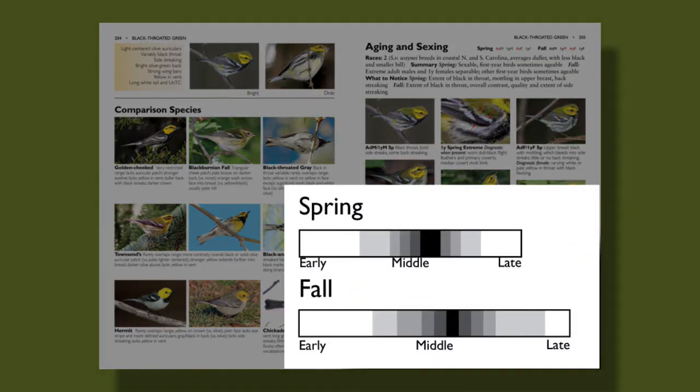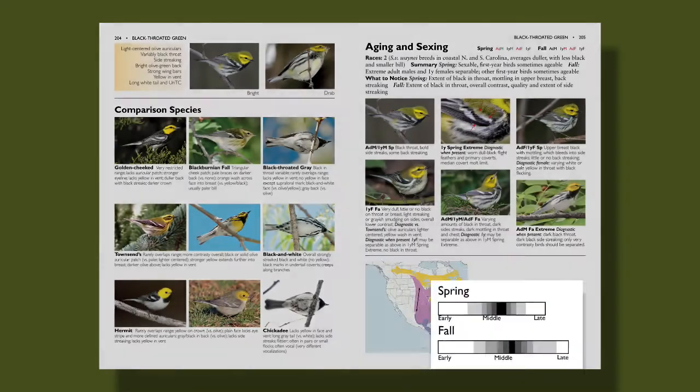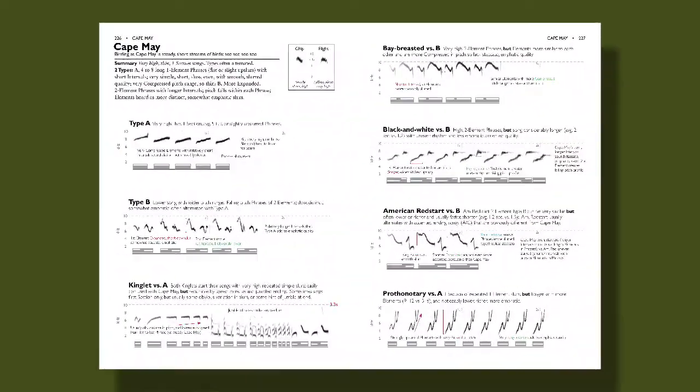We use some other icons in the book. For example, our migration timing icon actually shows the general timing of a specific species' migration in the spring and fall, which can give you a good sense of when species specifically show up in your area, and whether the birds just show up for a couple of weeks or if they're there for a good part of migration.